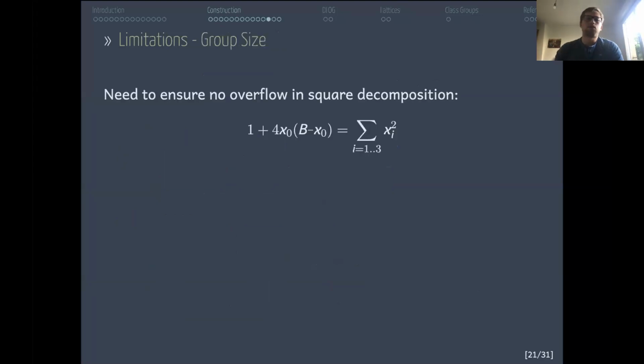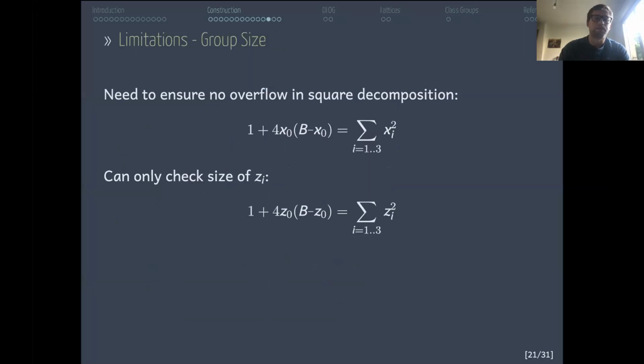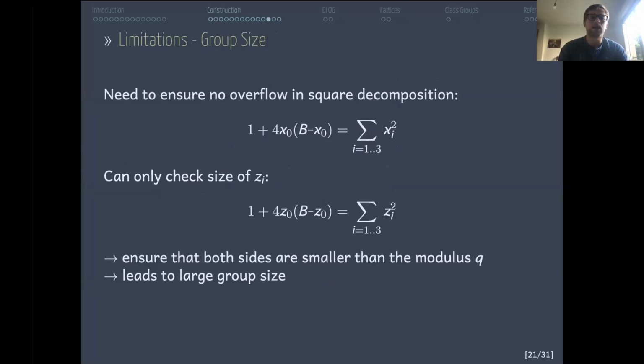The second limitation is the group size. What we need to ensure is this square decomposition, but we can only check the size of Zi. So we need to ensure shortness for this square decomposition. And that means that Zi already has quite the overhead over Xi because we need to mask it. So we need to ensure that both sides are smaller than the modulus Q in the extraction. This leads to large group sizes. So even though, for example, we might have a security parameter 80, we might not be able to use 160-bit groups if we don't allow for repetitions.